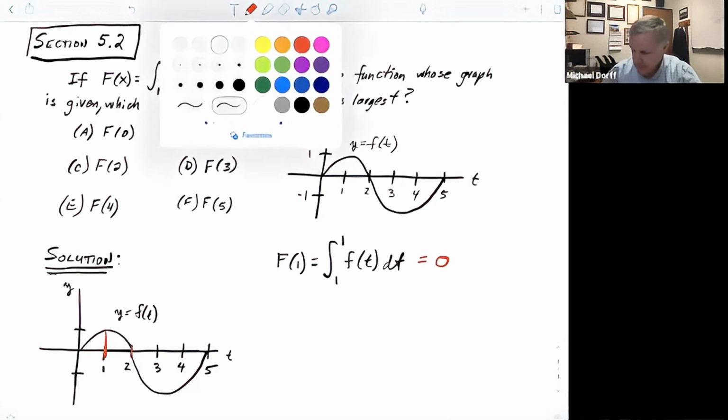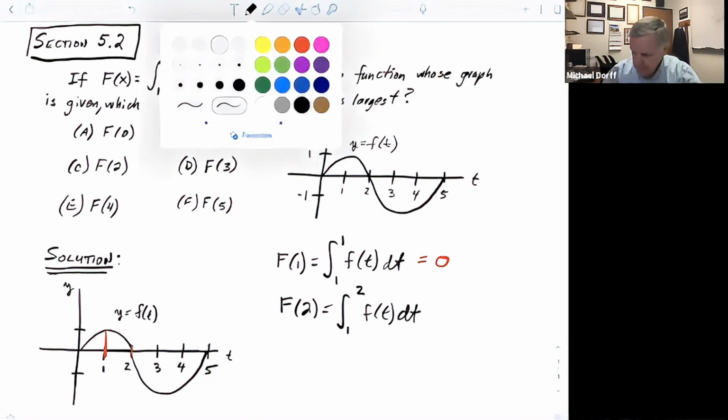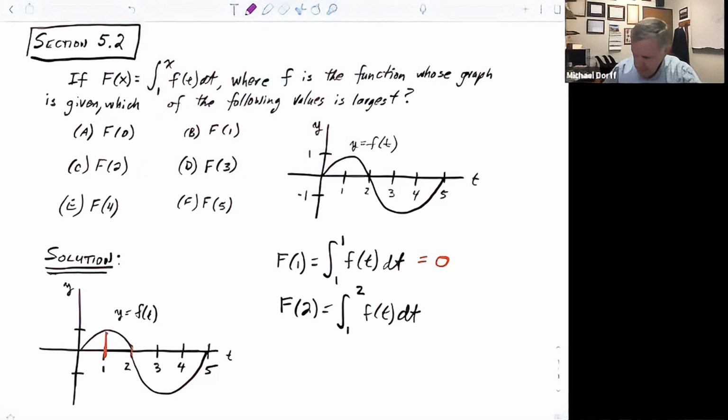Let's try another one. What if I did F of 2? So that's going to be the integral from 1 to 2, because my variable is x equals 2. So I put a 2 at the top of there, and I do f of t dt. Now, if I do this in purple, I am going from x equals 1 to x equals 2. So that's that area right there. And that number is, I don't know what it is, but it's greater than 0. It looks like it's going to be less than 1, but it's still greater than 0.